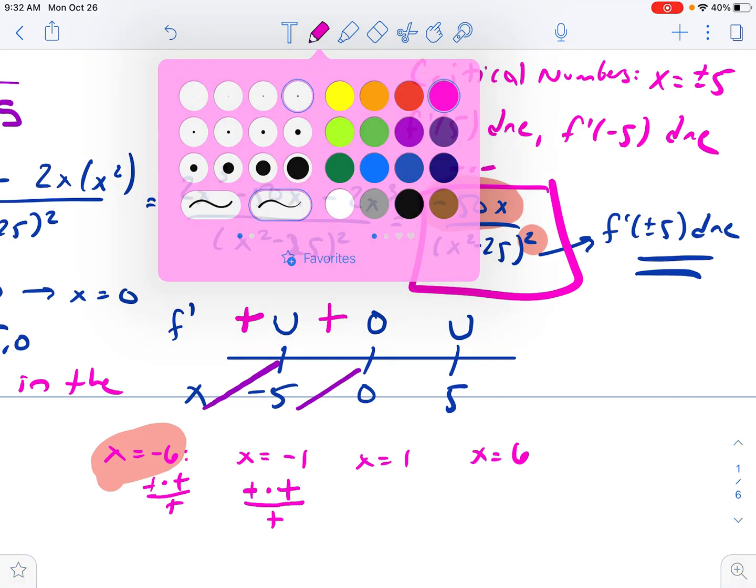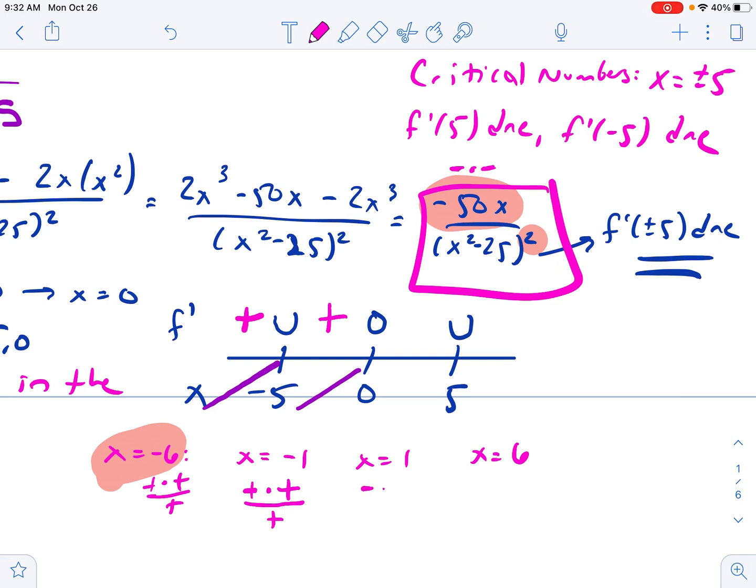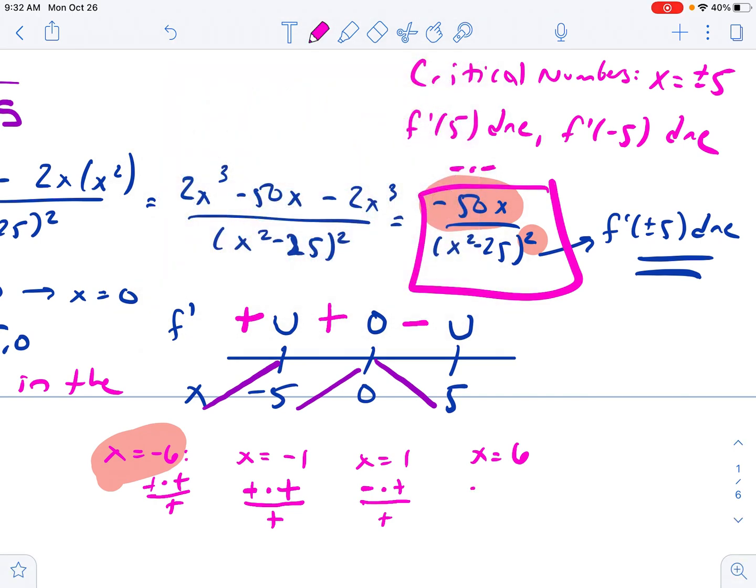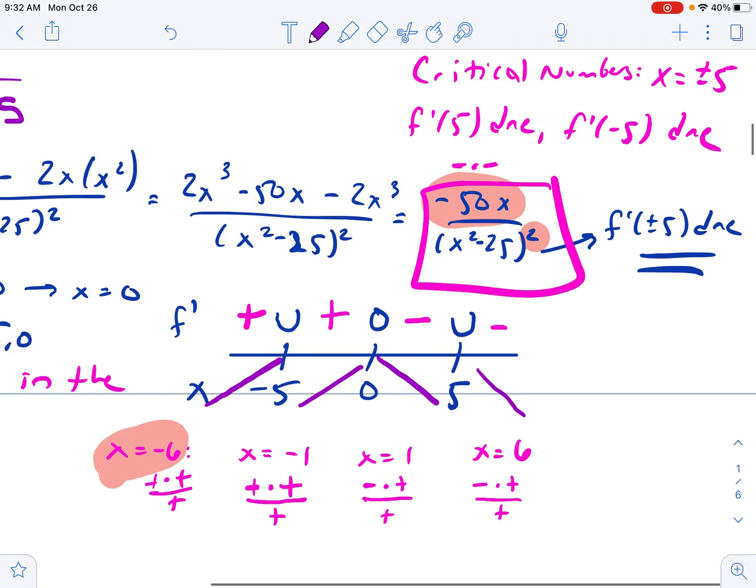Now I'm going to take a number like positive 1. Negative 50 in the numerator times positive 1 over a positive denominator. Well, that looks like I have a negative over a positive. That whole thing came back negative. And if the first derivative is negative, that means the function is now decreasing. And if I take a number like positive 6 and plug it in for x, I have negative 50 times positive 6 over a positive denominator. Again, that's going to come back negative. And so my function is still decreasing.